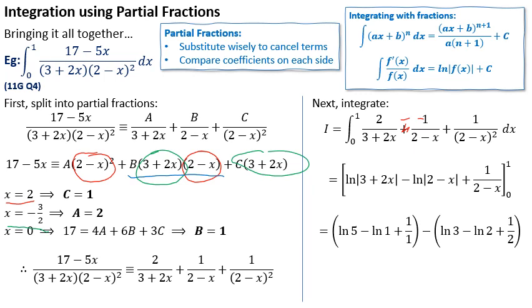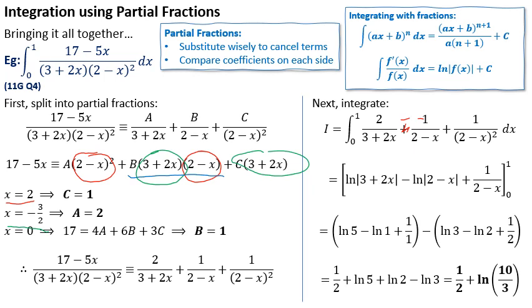What else can we do? Well, be careful with your brackets, but we're taking away ln 3 and we're adding ln 2. You can combine your logs in any way you like, but you'll probably find it easiest to separate out and deal with those brackets first and then combine the logs. So I've got rid of the brackets.